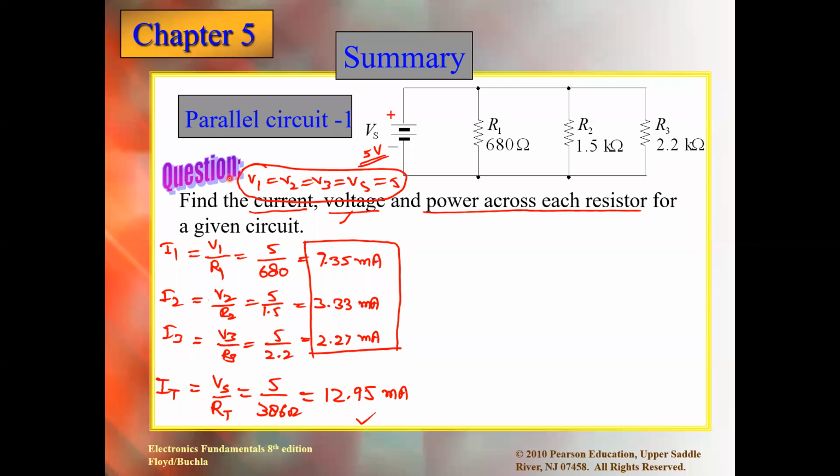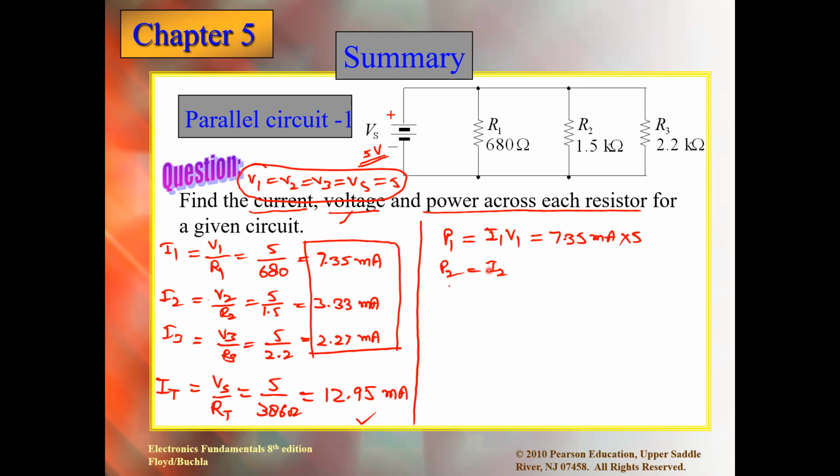Next, power. How can we calculate the power now? Easy. Again, there are multiple ways. IV. Again, you are saying IV, you are not telling me a specific formula. P1 is I1 times V1. Okay. Calculate that one. I1 you already know, 7.35 milliamps multiplied by V, 5. Calculate this. Always see, I am writing the formula for you. Always write the specific one. Don't write the general formula.